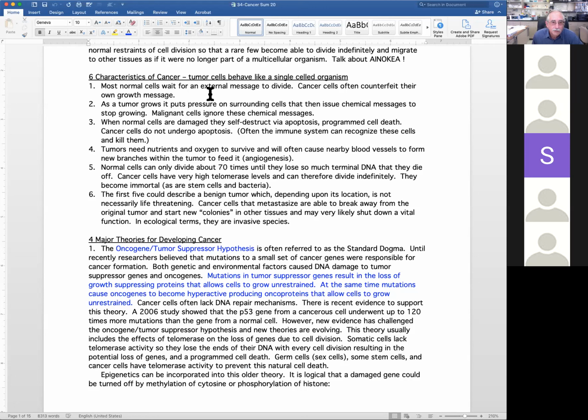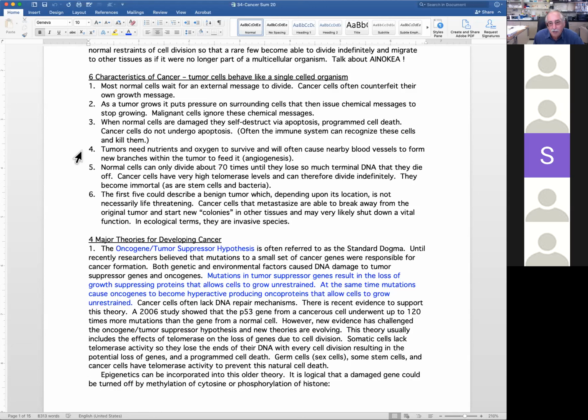So most normal cells wait for an external message to divide. Cancer cells can counterfeit their own growth message. So as a tumor grows, it puts pressure on surrounding cells. Those cells then issue chemical messages to stop growing, and the malignant cells ignore that. When normal cells are damaged, they self-destruct by apoptosis. Cancer cells do not do that.